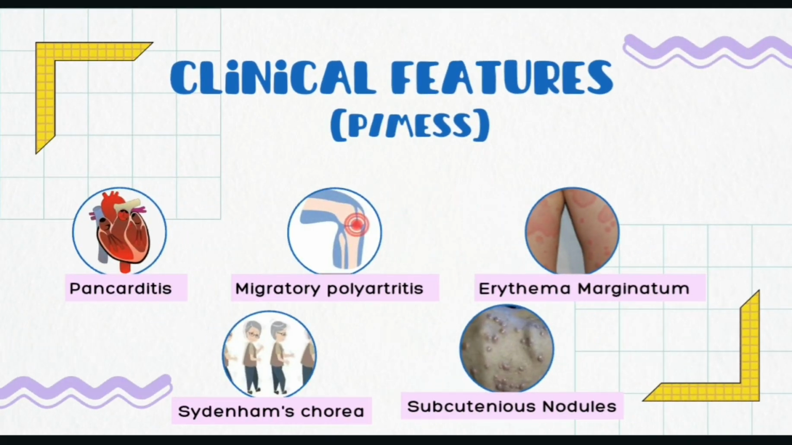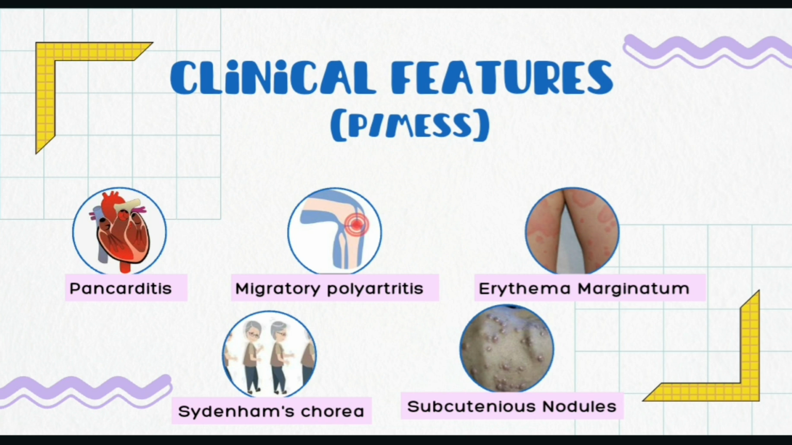Clinical features. Remember it by using mnemonic MES or PES. Migratory polyarthritis, pain at one joint then shifting to other joint. Pancarditis, includes endocarditis, pericarditis, myocarditis. Erythema marginatum, red color rash with raised edges and clear center. Subcutaneous nodules, these are mobile painless nodules mainly on the extensor surface of joints and spine.